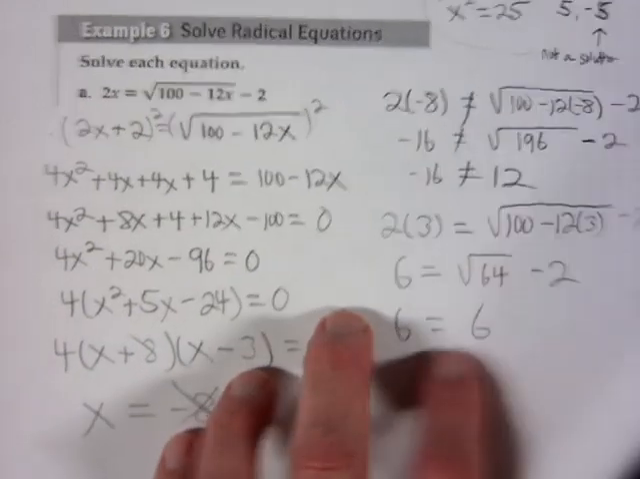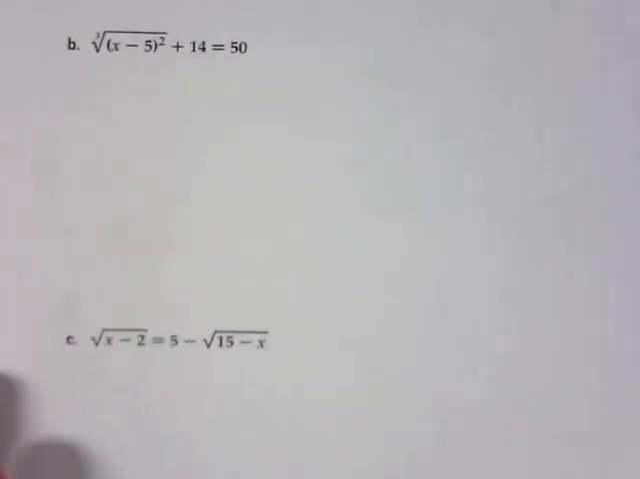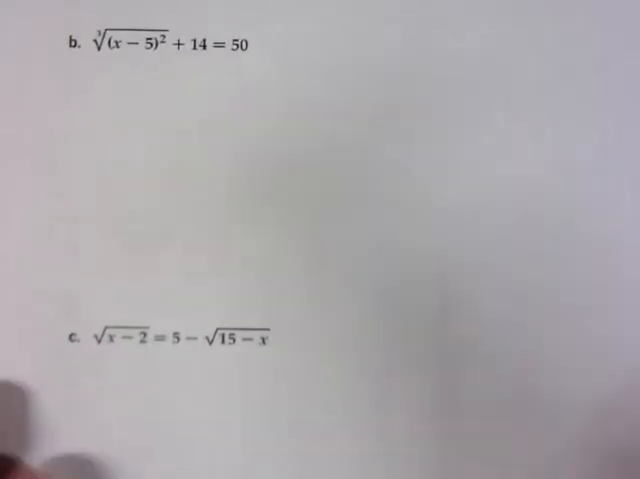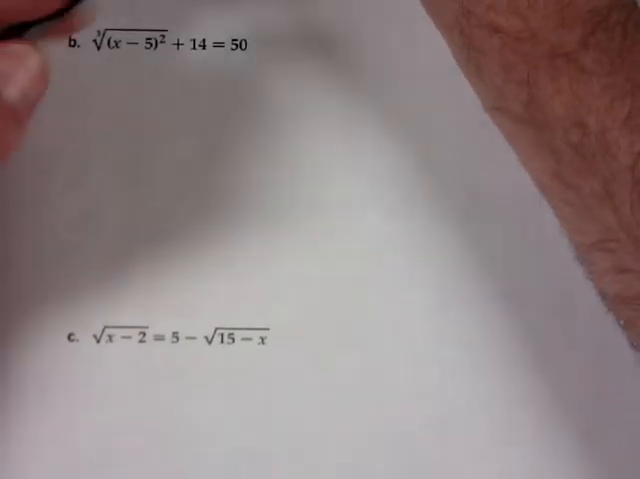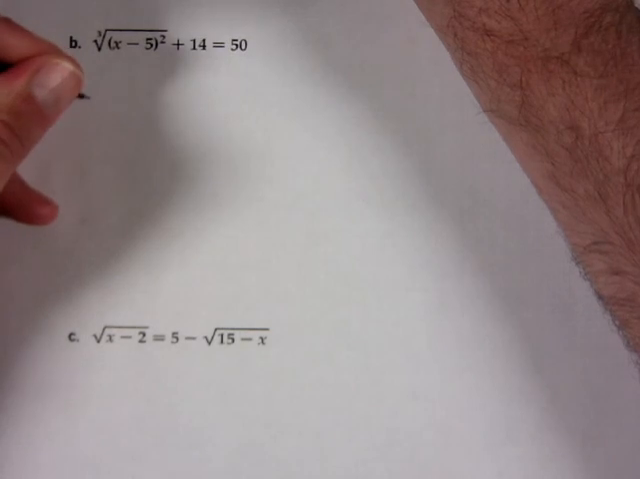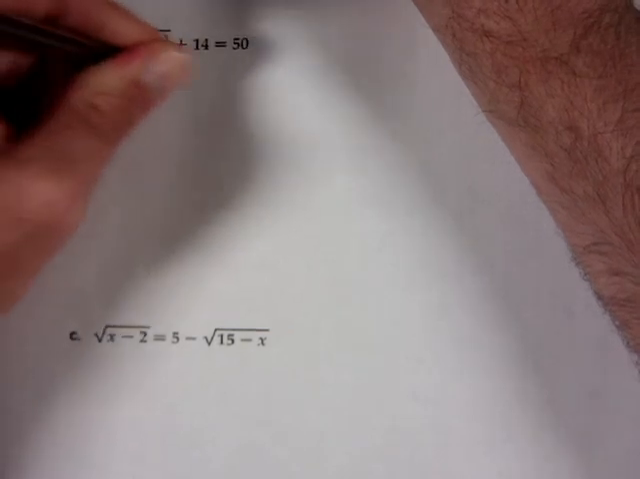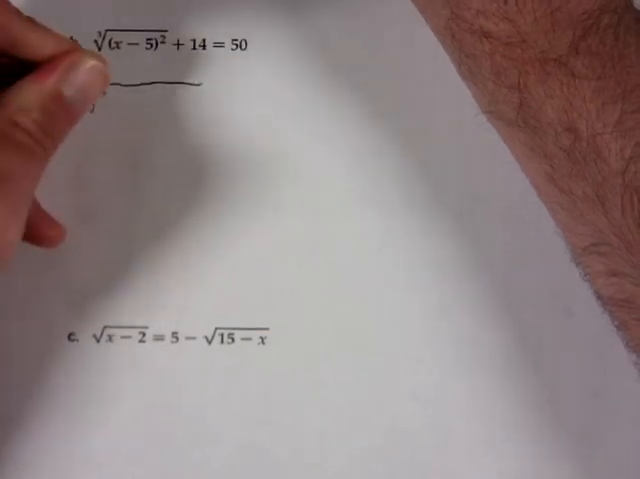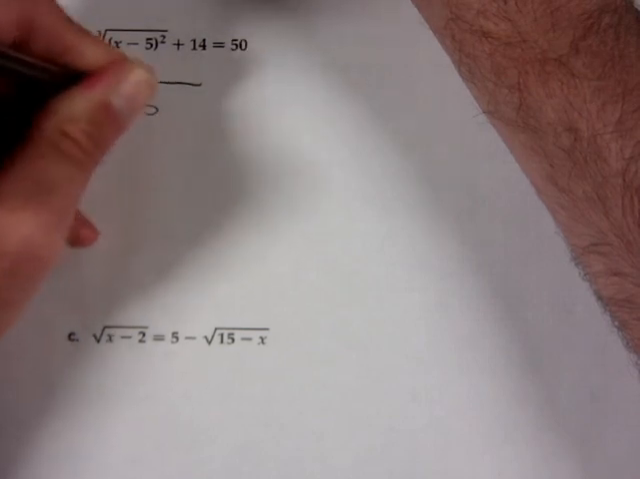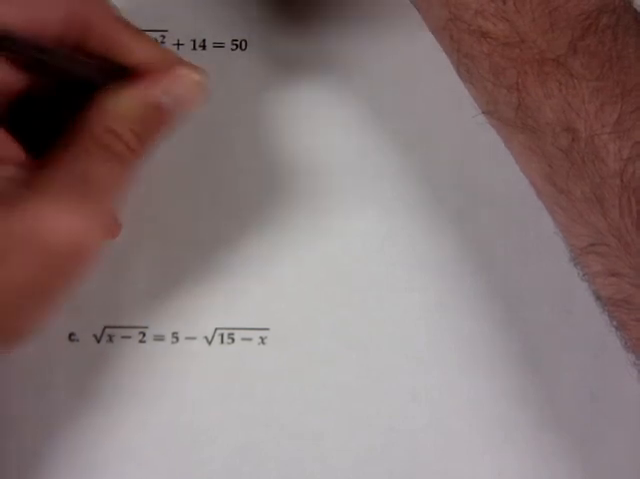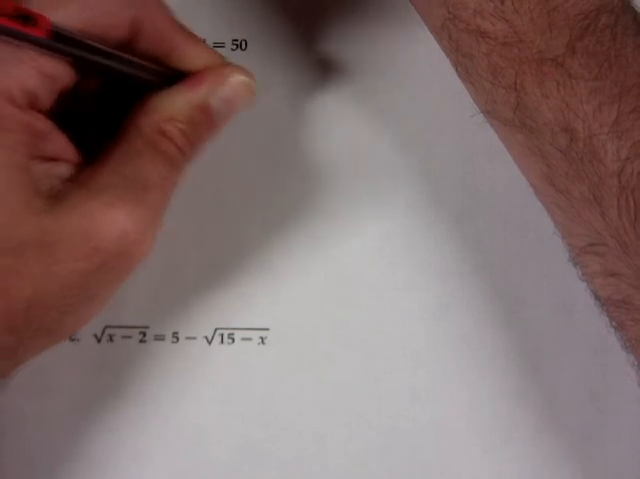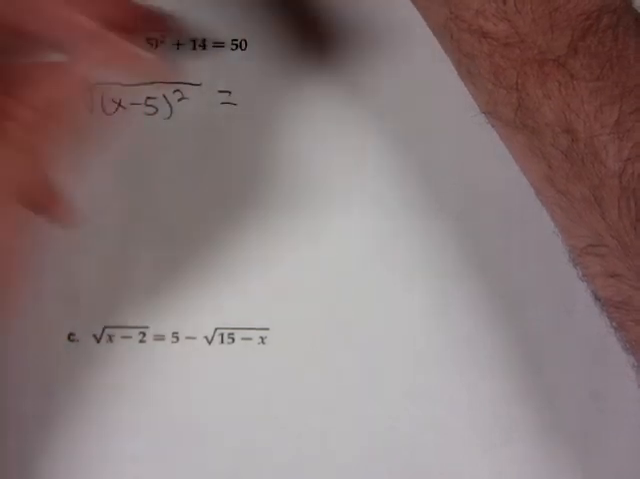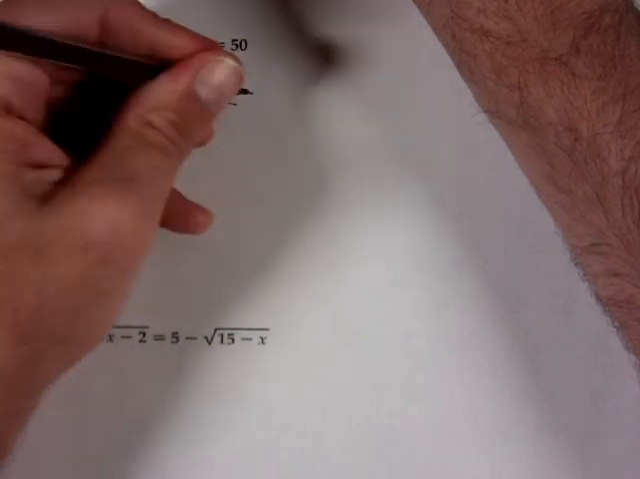Okay, we've got a couple more that we want to look at here. So on this next one, what I want to do is move the 14 over to the other side, so then I'll have the third root of x minus 5 squared equal to 50 minus 14, which is 36.